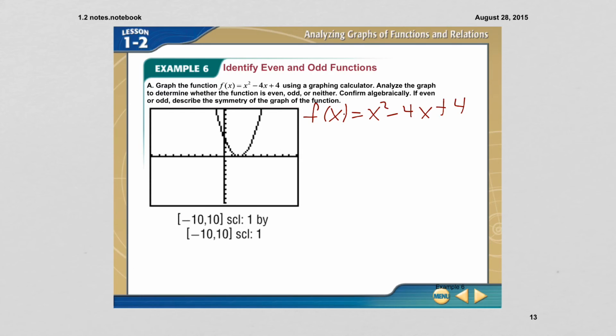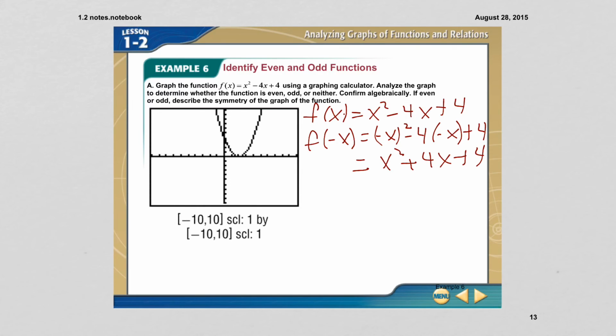Okay. One of the things we need to check for is when x is negative, and that gives me negative x squared minus 4 times negative x plus 4. Okay, that gives me x squared plus 4x plus 4. F of x is not equal to f of negative x. Therefore, that function is not an even function.